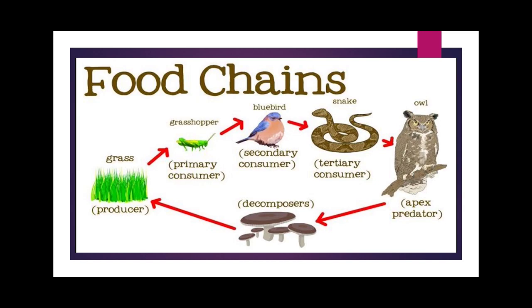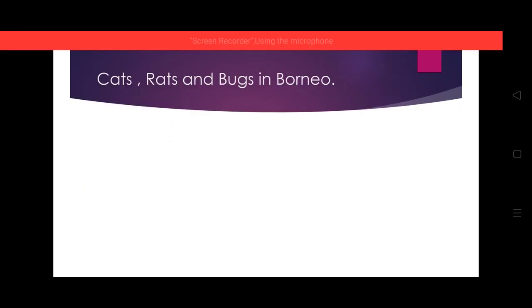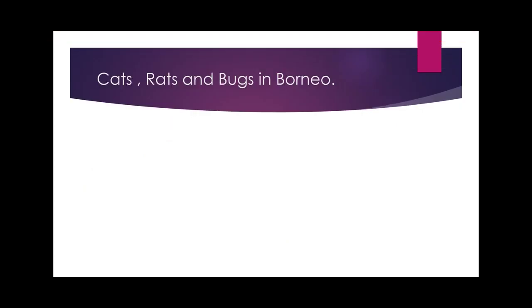But now students, here you may have a question: why am I asking a question of science in your English class? Because today we are going to start with your second chapter, which provides you a good description of these food chains. And the name of the chapter is Cats, Rats and Bugs in Borneo.